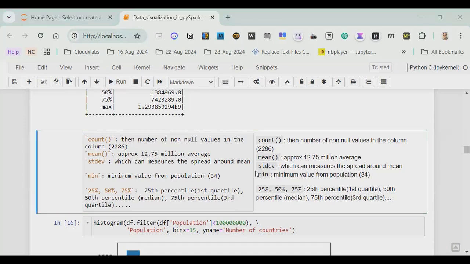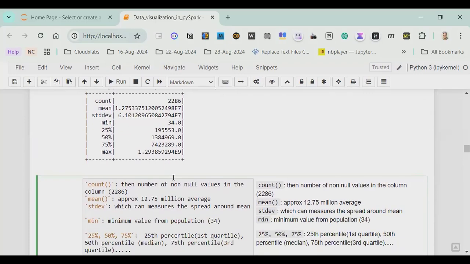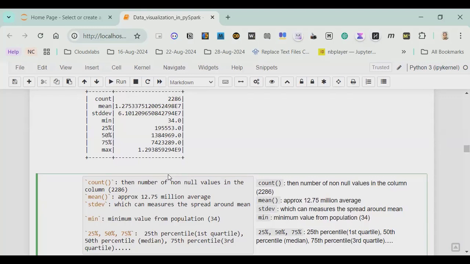So the first quartile we got is 195553, right? That is the population. Whichever population is less than that value falls under the 25th percentile. For the 50th percentile, we got almost 13,84,000, right? So that is the 50th percentile. If a value exceeds that, they are better than 50%. Regarding population only, not overall, they are better than 50%.